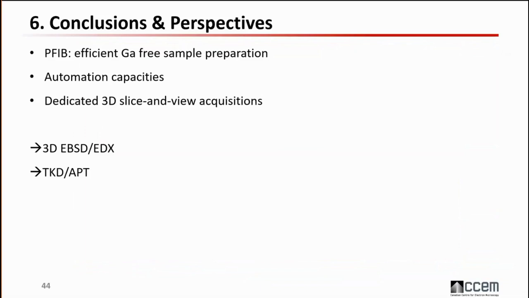Up to this point, I would like to conclude my talk here. PFIB is a very efficient tool for gallium-free sample preparation. It's very quick, and you have very good quality of your sample, whether for TEM, atom probe, or cross section. We also have different capabilities, like the IFAS and the Python script, where you can write your own tools if you are working on some experiment you need to repeat regularly.